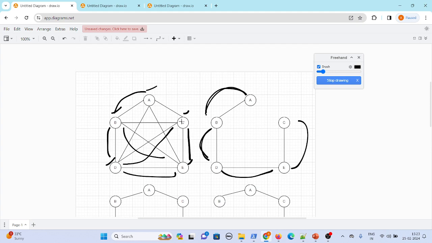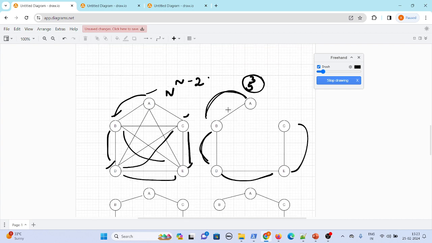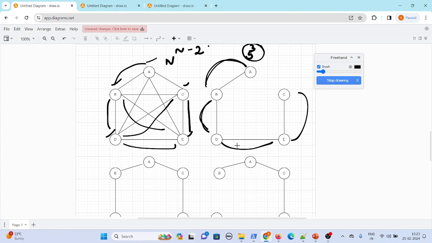So this is a complete graph I can form. In this, if you apply the n power n minus 2 formula, what is the n value here? n is the number of vertices, so n value is 5. 5 minus 2 is 3. So 5 power 3 spanning trees you can form from this. These are just sample spanning graphs I have drawn. I have used tree here instead of spanning graph; it was just interchanged. So 5 power 3 spanning trees we can form here.